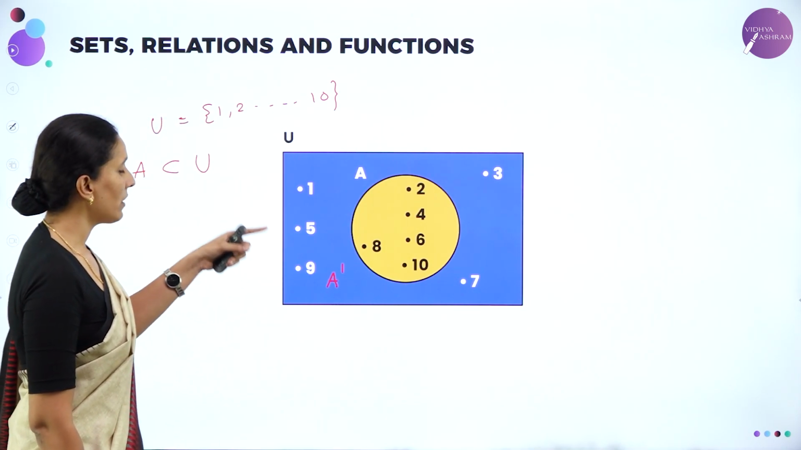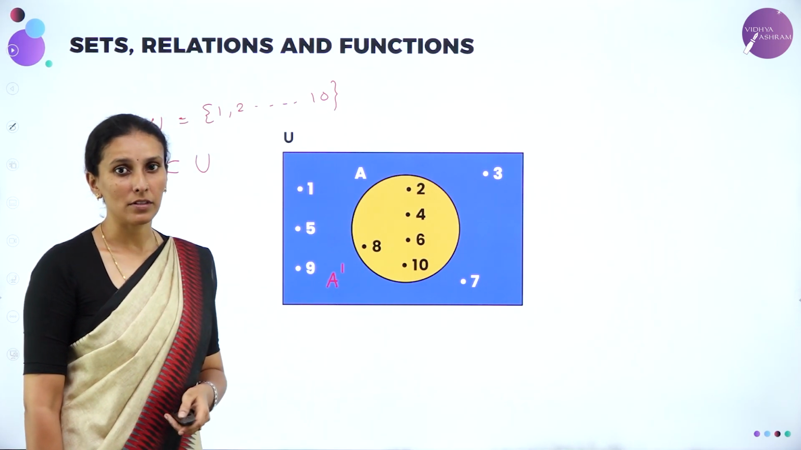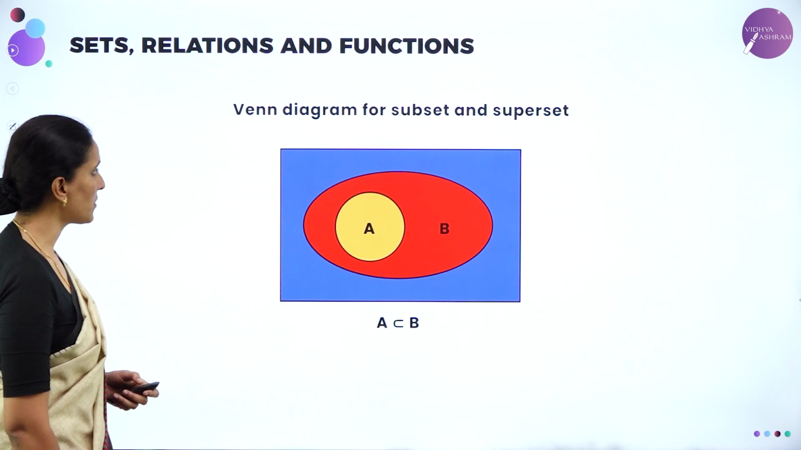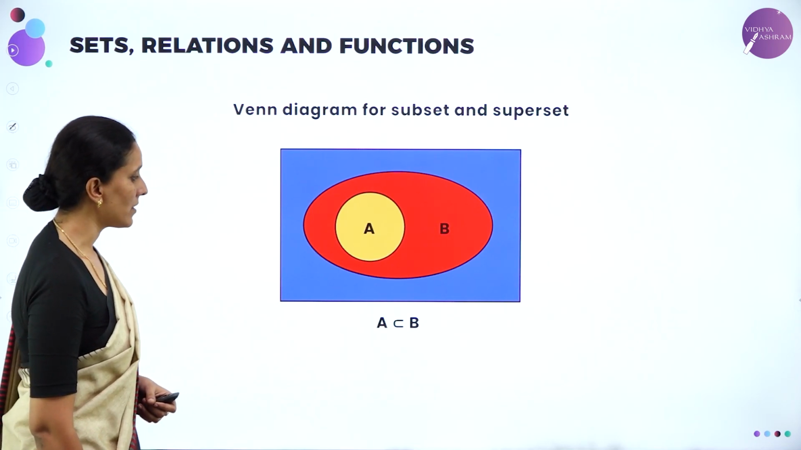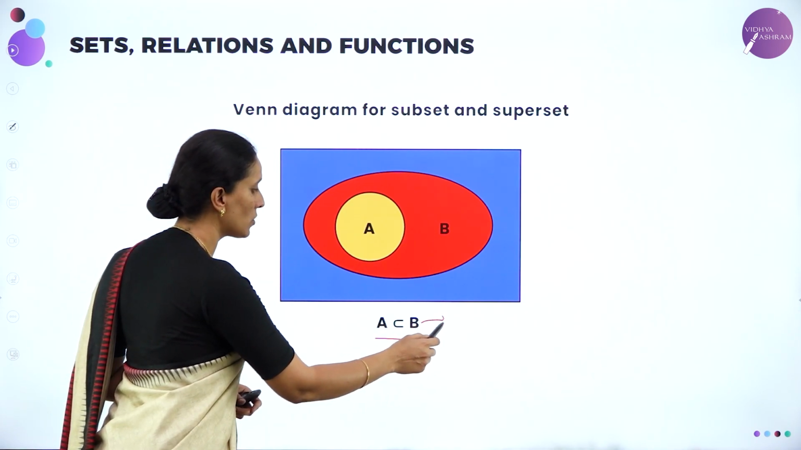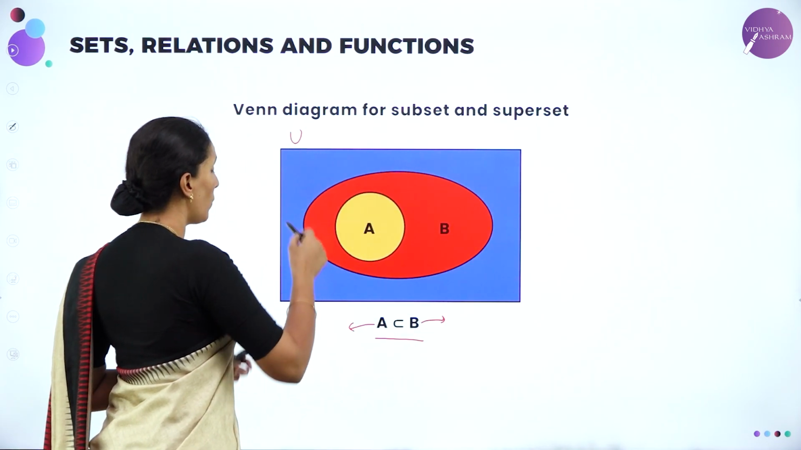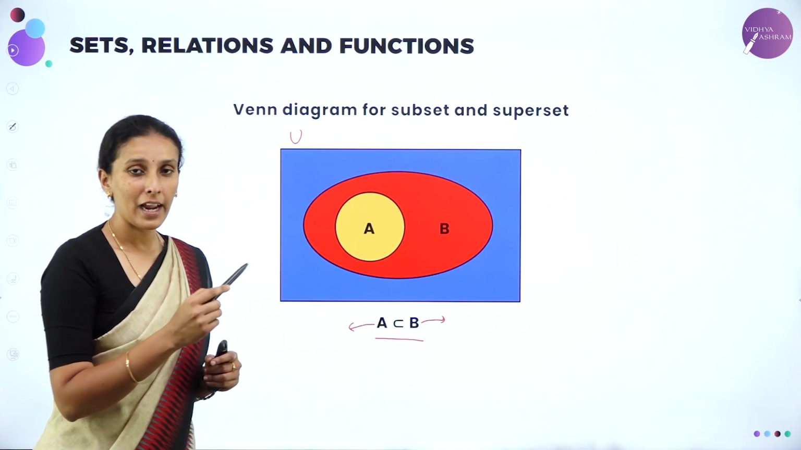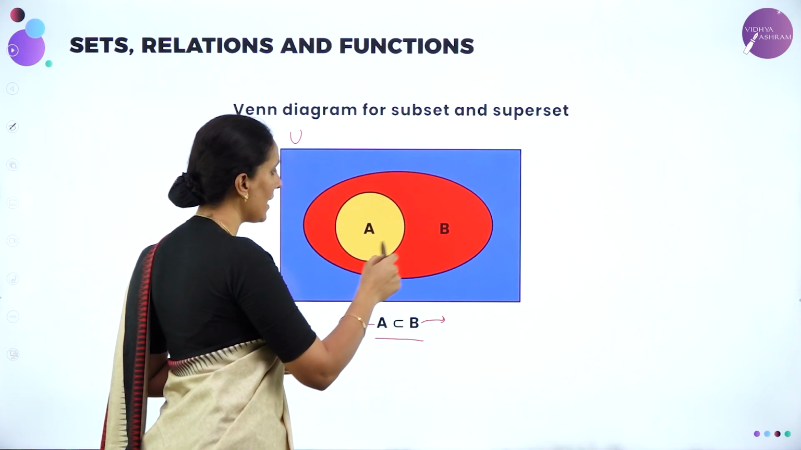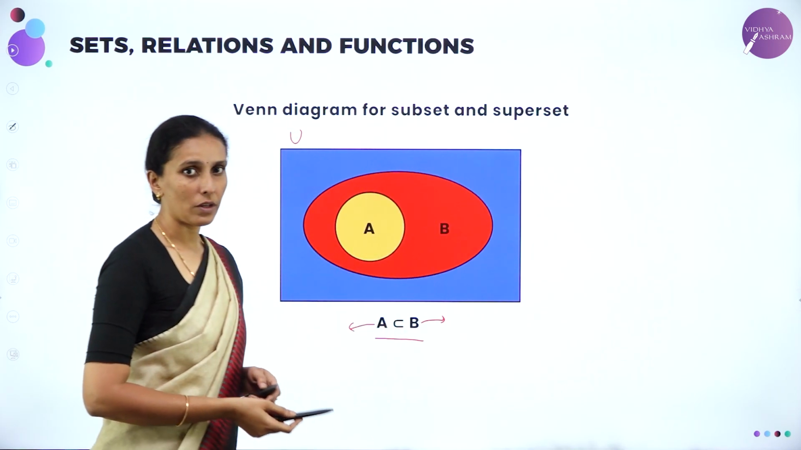So clearly the universal set is always represented by the rectangle, and the other subsets of the universal set are represented by circles. Let me take an example where two sets are defined as subsets. Venn diagram for subsets and supersets: here clearly A is a subset of B. When A is a subset of B, B is called the superset and A is called the proper subset. This is the universal set which contains B and A. That means A and B are subsets of the universal set. Also, A is a subset of B, so A is inside set B, and B is inside the universal set.